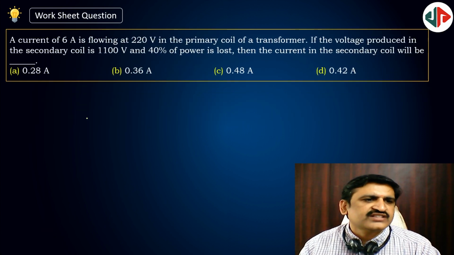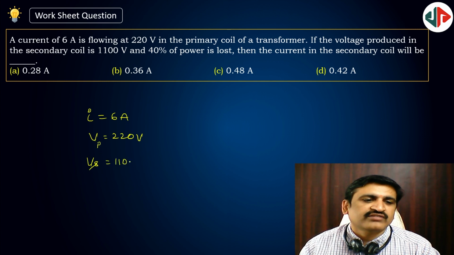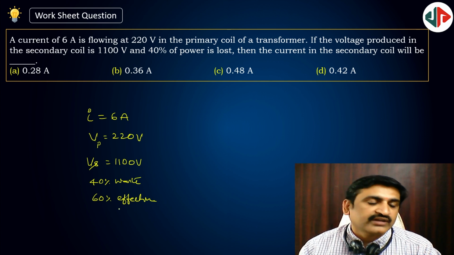A current of 6 amperes flows through the 220 volt primary coil of a transformer. If the voltage produced in the secondary coil is 1100 volts and 40% of the power is lost, that means 60% is effective, then what will be the current in the secondary coil?